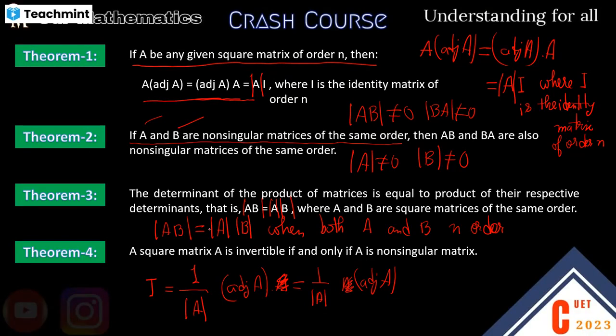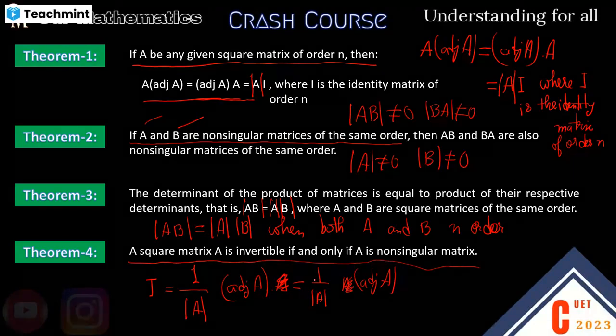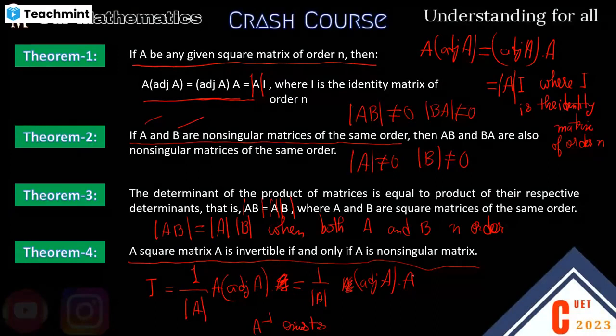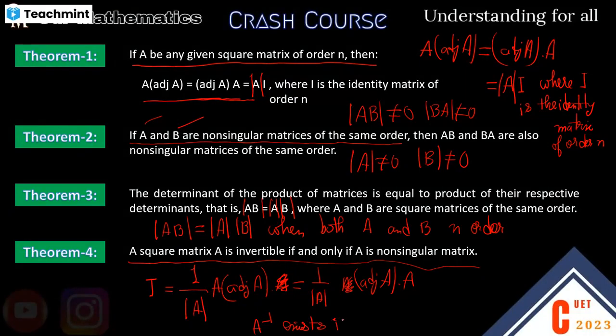Then what is said? A square matrix A is invertible if and only if A is a non-singular matrix. It says that a square matrix A will be invertible only when, that means, A inverse exists if and only if determinant of A is not equal to 0.